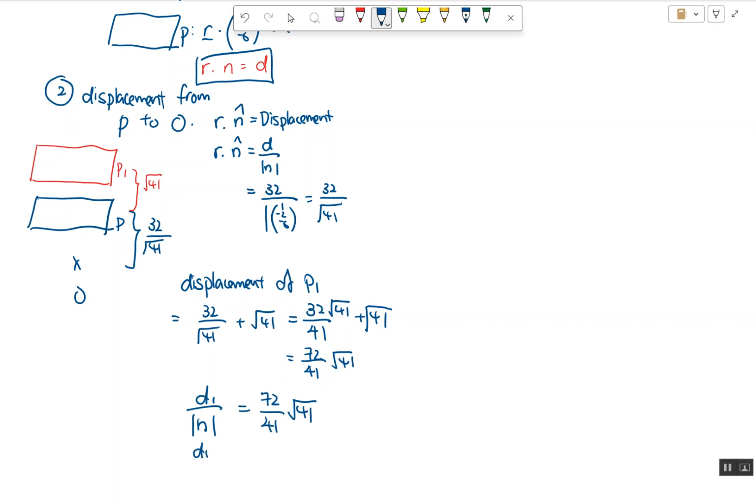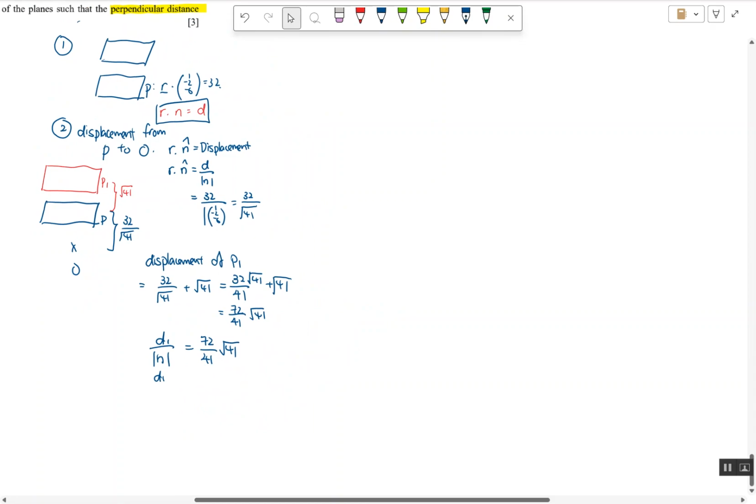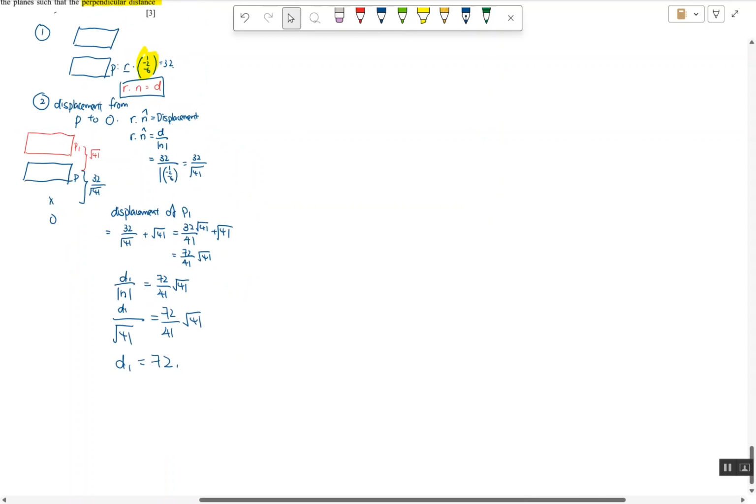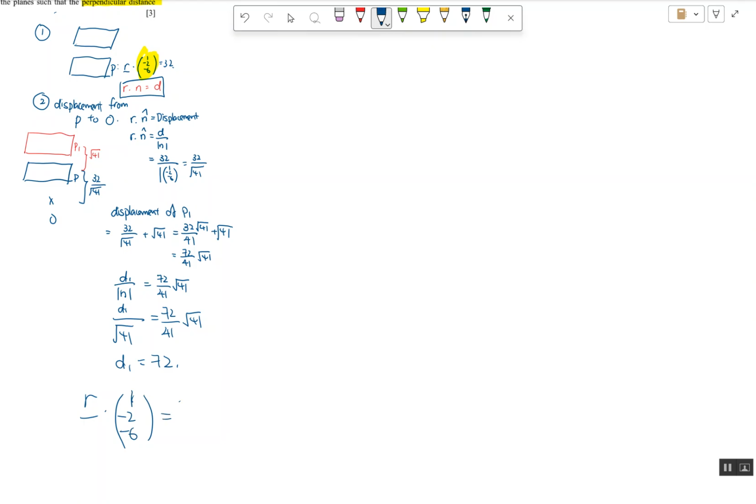What is the magnitude of n? Since they are parallel, the magnitude of n is going to be square root 41 because it comes from the normal. That equals 73 over 41 square root 41. Cross multiply, you get d1 equals 73. So what is the equation of P1? R dot, the normal is going to be the same because these two planes will always be parallel. (1, -2, -6) equals, what's the d1? 73.